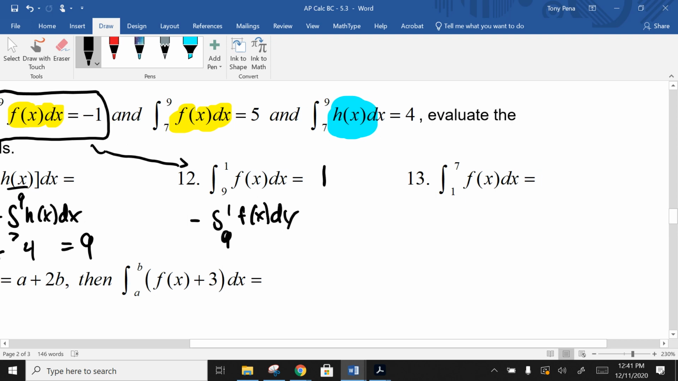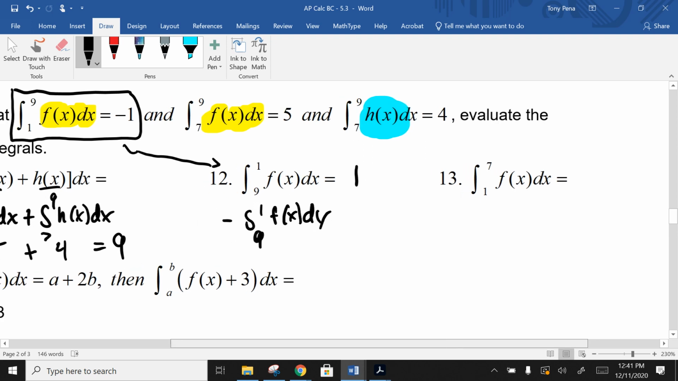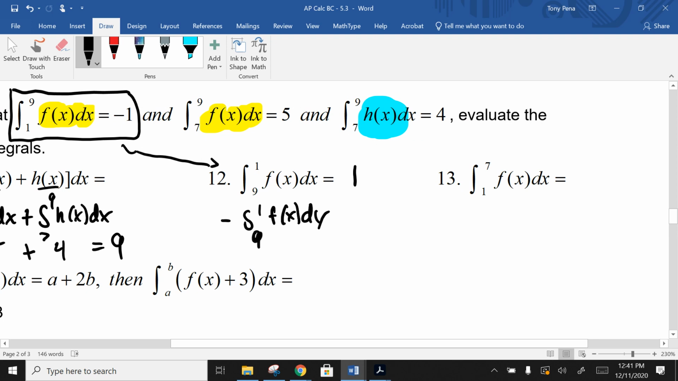Okay, 13. If you haven't done that one yet, try 13. This one is not explicitly given like the first two allow us to do. So 13, you got to combine a couple of those together and then see what we think.